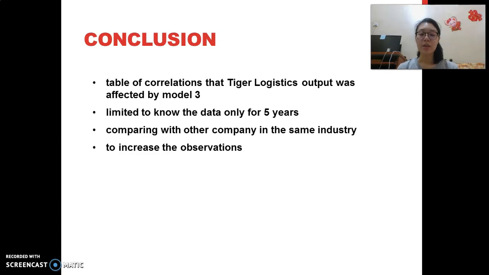It is limited to only 5 years of observation, and I suggest comparing with other companies in the same industry in order to increase the observations.